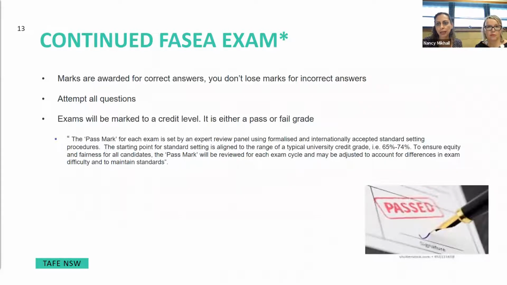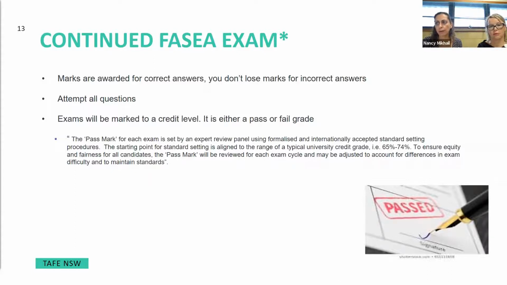A key tip here, marks are awarded for the correct answer. So you don't lose marks for answering something incorrect. So don't feel that if you don't know the answer that you can't answer that question. Answer every single question, attempt everything. Another tip, and I'll go through that in a little bit, is to answer the questions that you know first, because you can always go back, and I'll show you how you can do that, to answer the questions that you don't know.